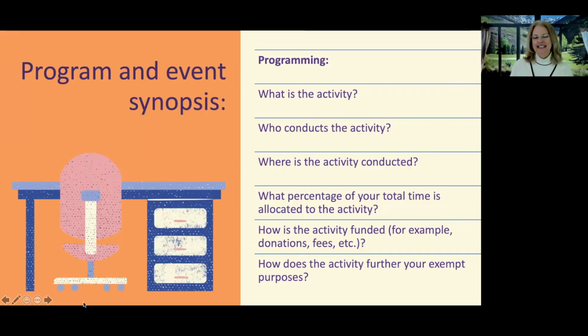allocations. Let's talk about programming. Remember way back when we talked about the 1023 and you filled out your paperwork? I want you to go pull that out again. What's the activity that you're going to be doing? Who conducts the activity? Where is it conducted? What percentage of the total time is allocated to the activity? How's the activity funded? Donations, fees, etc. And how does the activity further your exempt purposes?